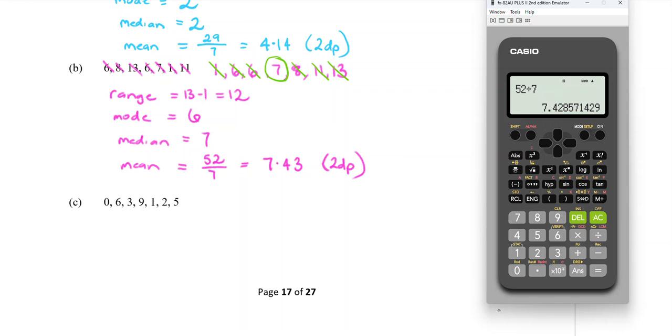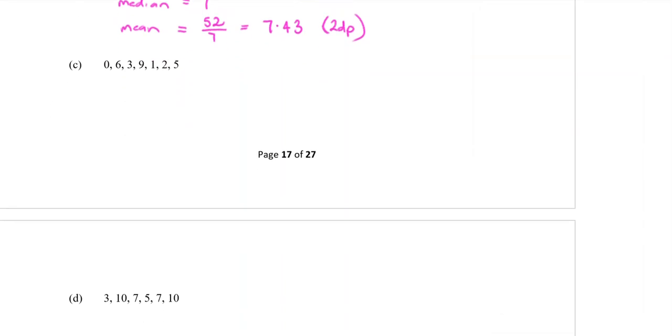Okay, let's do it again. Question C. Let's do green this time. Put the numbers in order. Smallest one is 0. Then we have a 1, a 2, a 3. Then we have a 5, 6, and 9. Okay, numbers are in order. Now we're going to find the range, the mode, the median, and the mean.